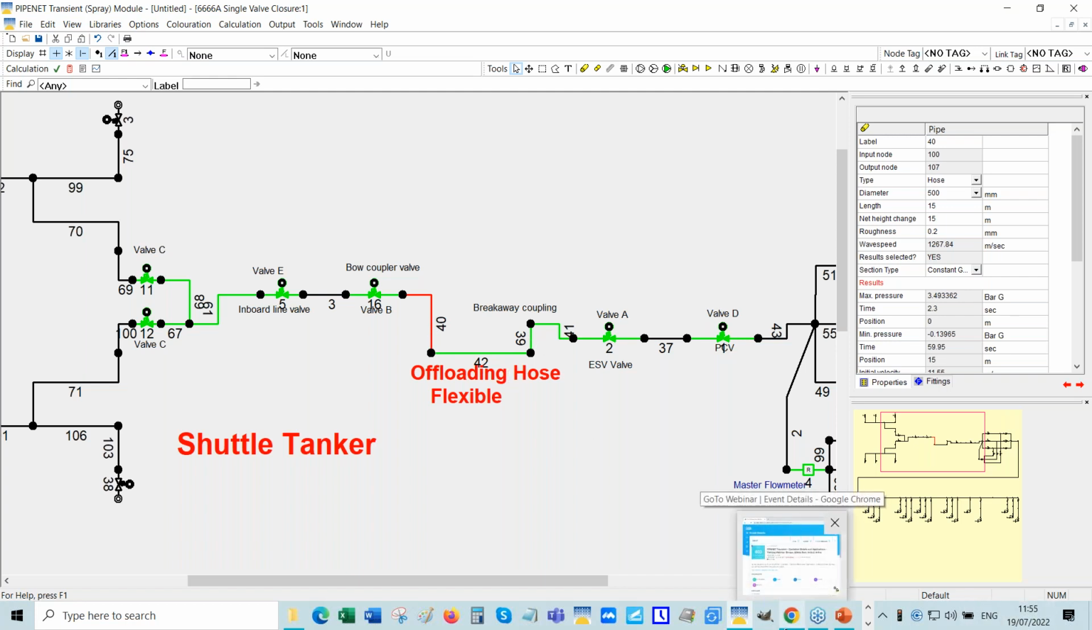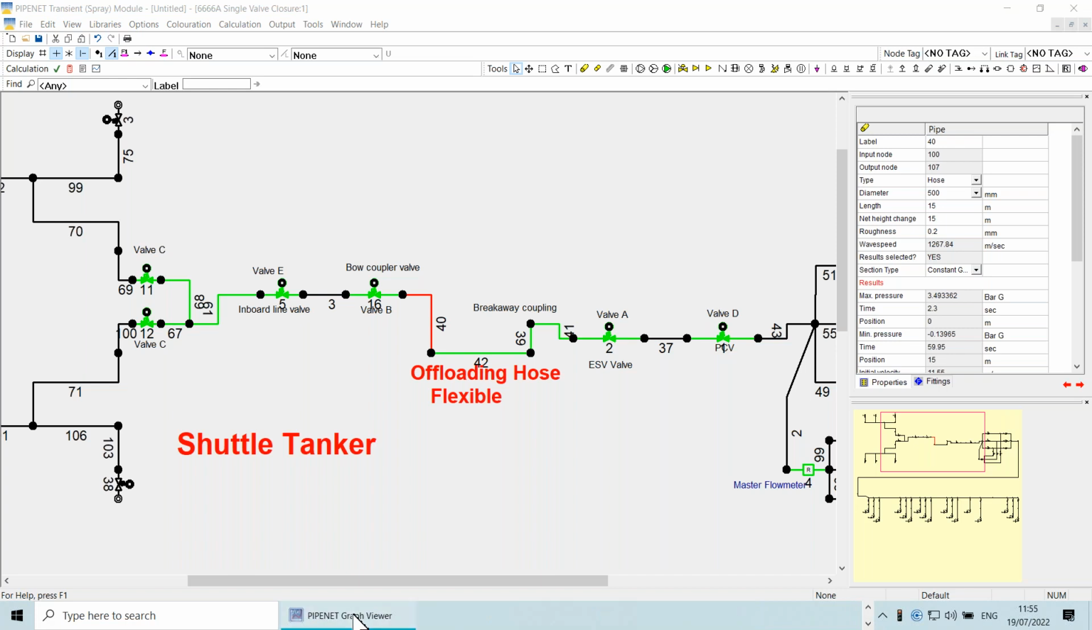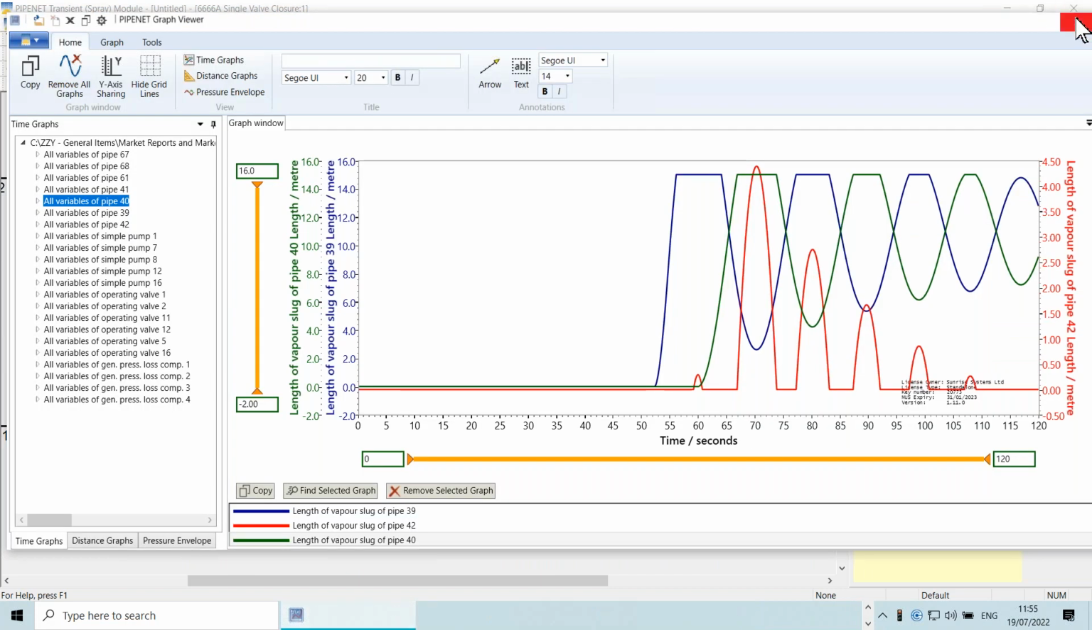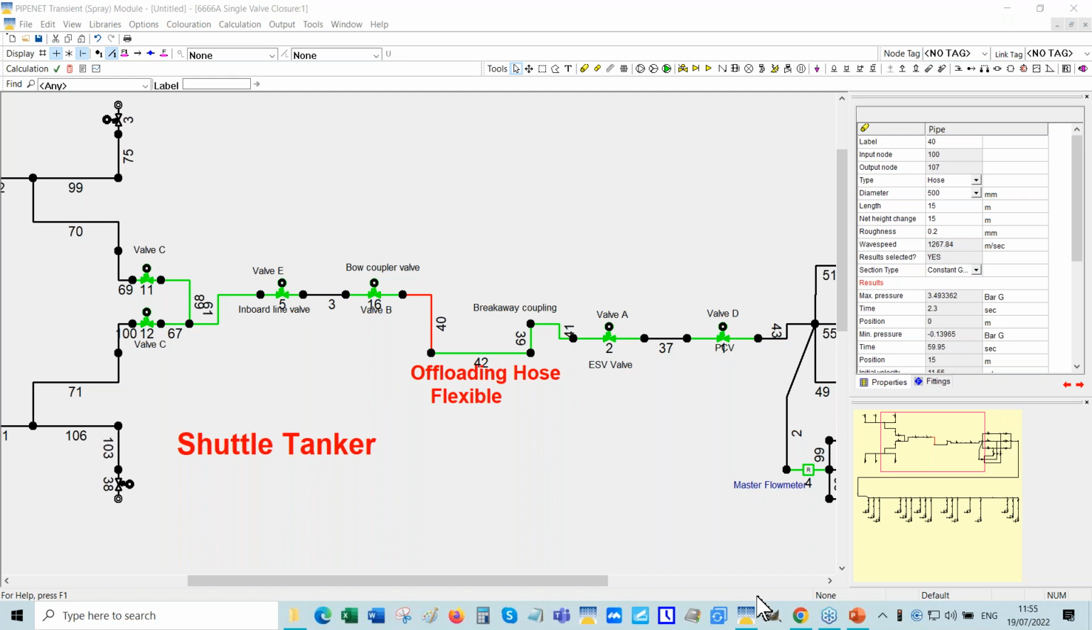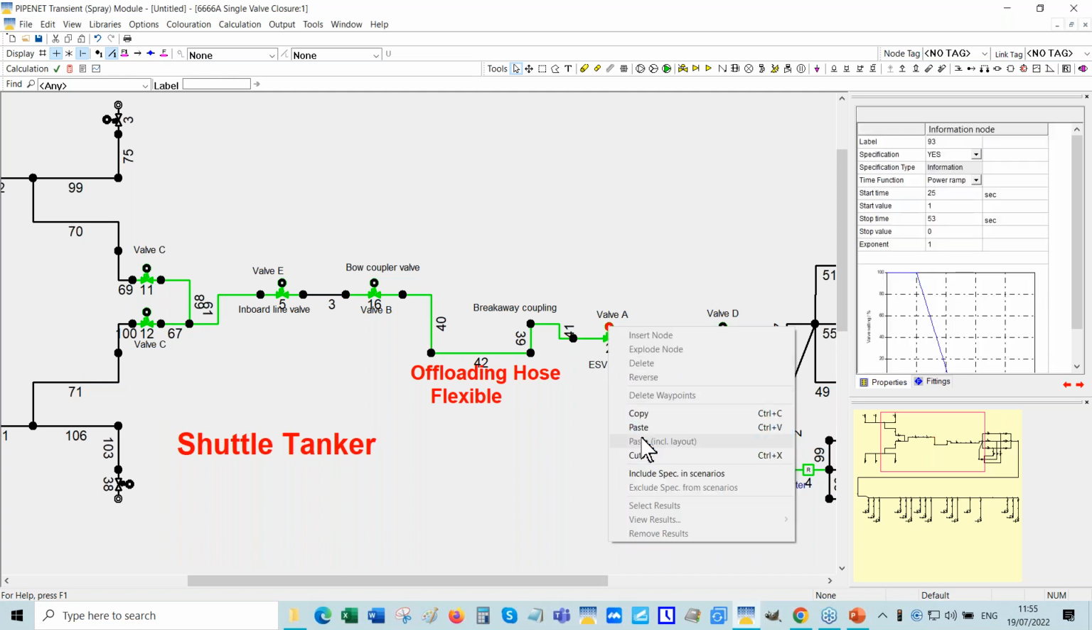Do have a look at it at your leisure. You'll find that we haven't got time to go through that in so much detail. You can see that the liquid column is really beautiful when you look at it, how it keeps moving back and forth along this offloading hose. Anyway, that's not the main thing we're looking at. The main thing we want to see is how we can eliminate it. It's a very, very simple approach.